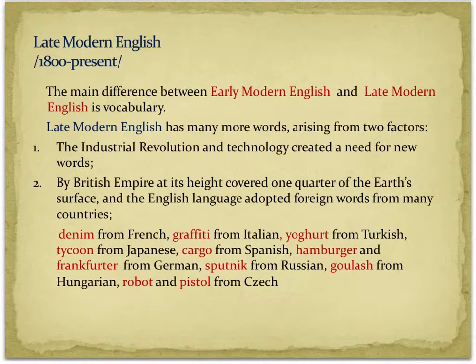from many countries. A few examples: denim from French, graffiti from Italian, yogurt from Turkish, tycoon from Japanese, cargo from Spanish, hamburger and frankfurter from German, Sputnik from Russian, goulash from Hungarian, robot and pistol from Czech.